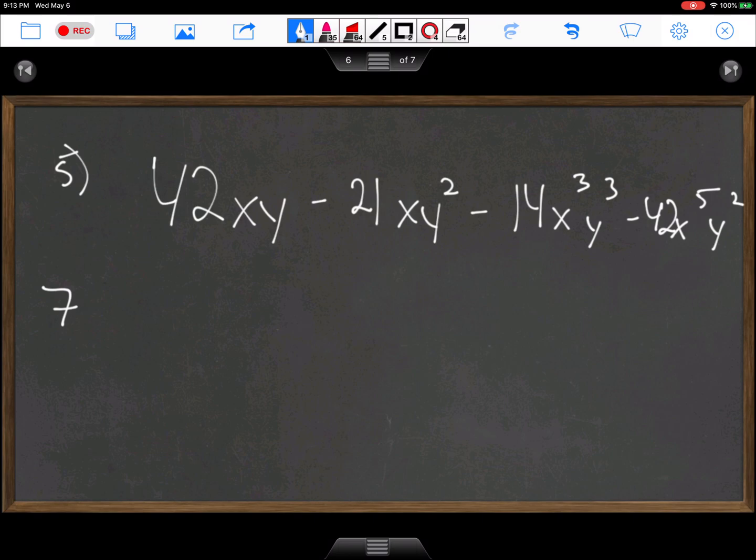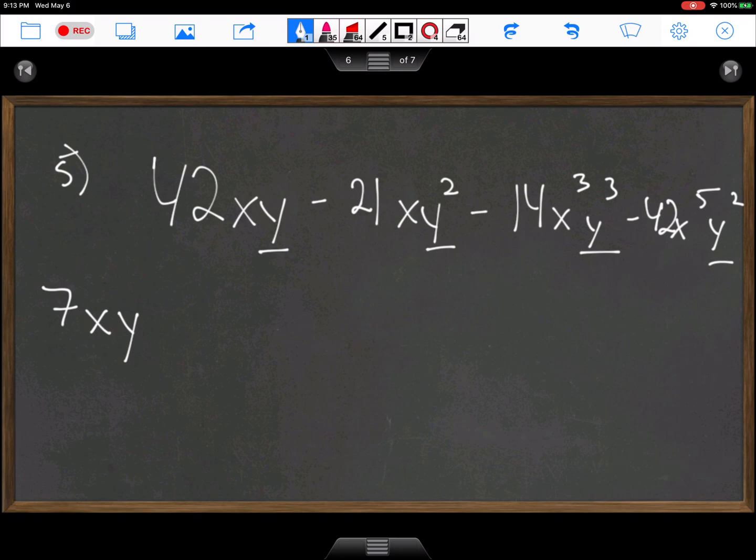The least number of x's of any term is one factor of x, right? There's 1 there, 3 there, 5 there. So they all have at least 1. And looking at y, I have 1 factor, 2, 3, 2. So at most I have 1 factor of y as well. So what I'm going to do is I'm going to take all 4 of these terms. This, if you're wondering, is a 7th degree polynomial. When we have this, we can divide all 4 terms by 7, x, and y.